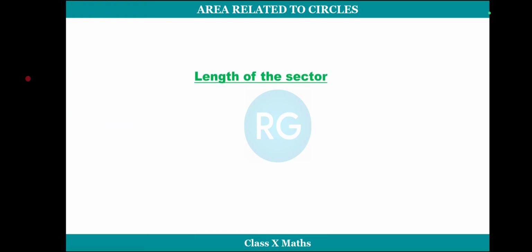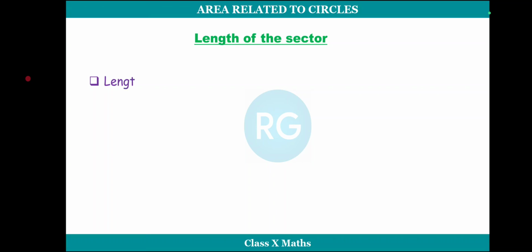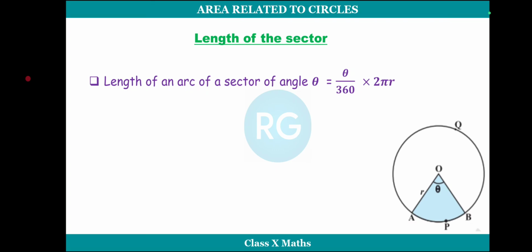Okay, students, let's move on to the next topic, that is length of a sector. What do you mean by that? Length of a sector is the part APB. From the circumference of the sector, I am picking a particular part. So length of a sector is given by theta by 360 into 2 pi r, because the circumference of a circle is 2 pi r. So it is part of a circumference. So theta by 360 into 2 pi r. Let's take an example which is based on the length of the sector.